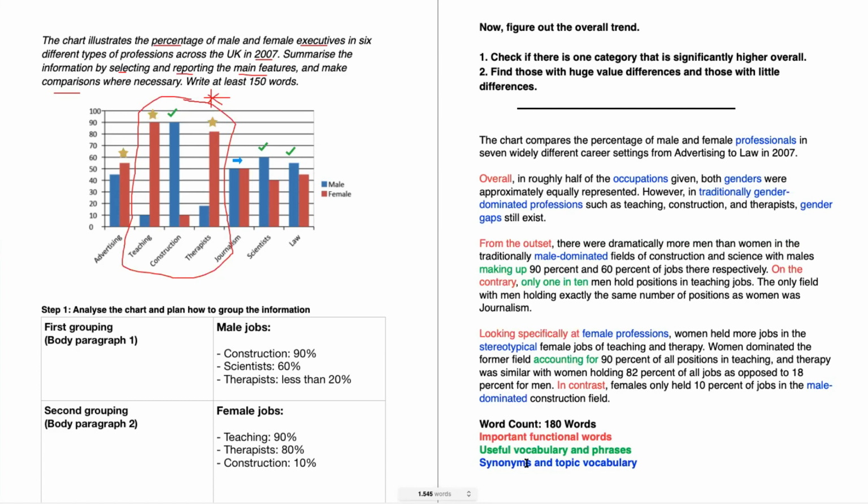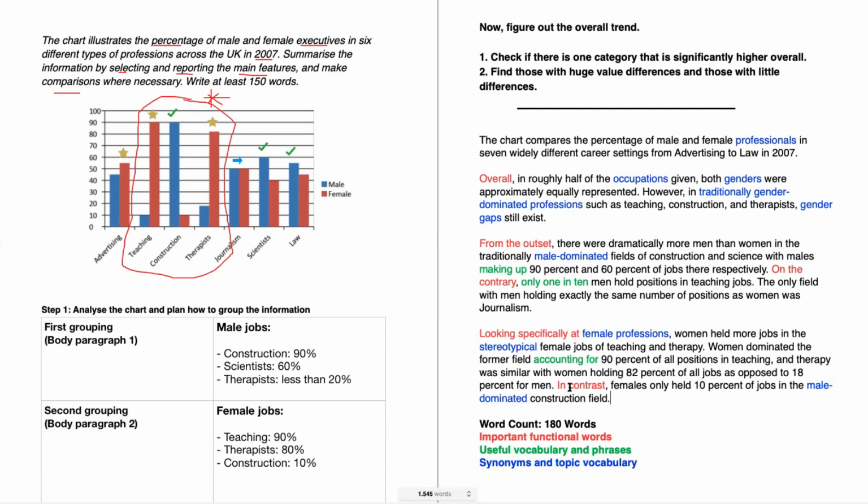Accounting for is a great, useful vocabulary when it comes to writing task 1. And just keep in mind here, when I looked at therapy, I said around 80 here, but I looked closely, it's 82. So you would not be incorrect to write 82. And I've also estimated for males in that sector at around 18%.